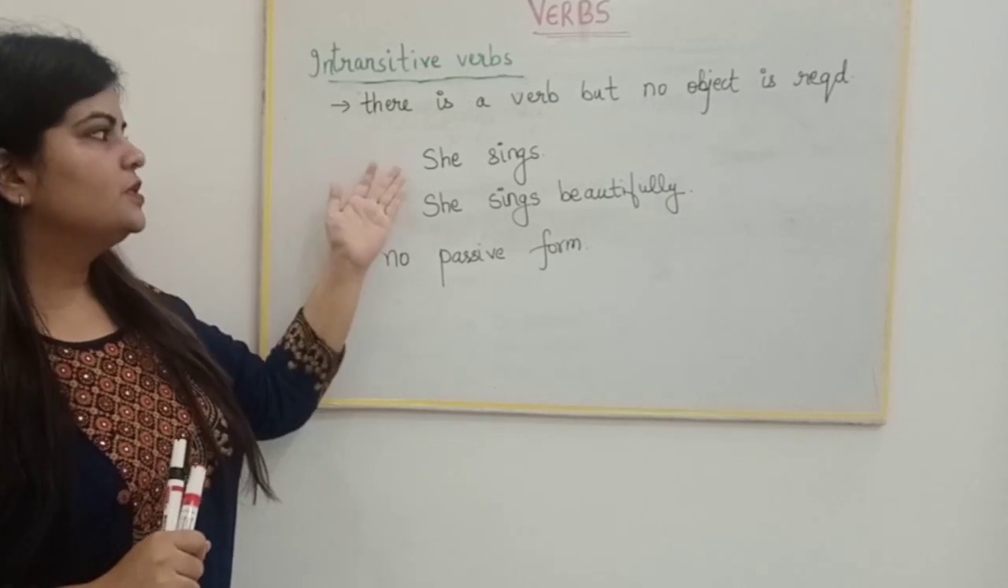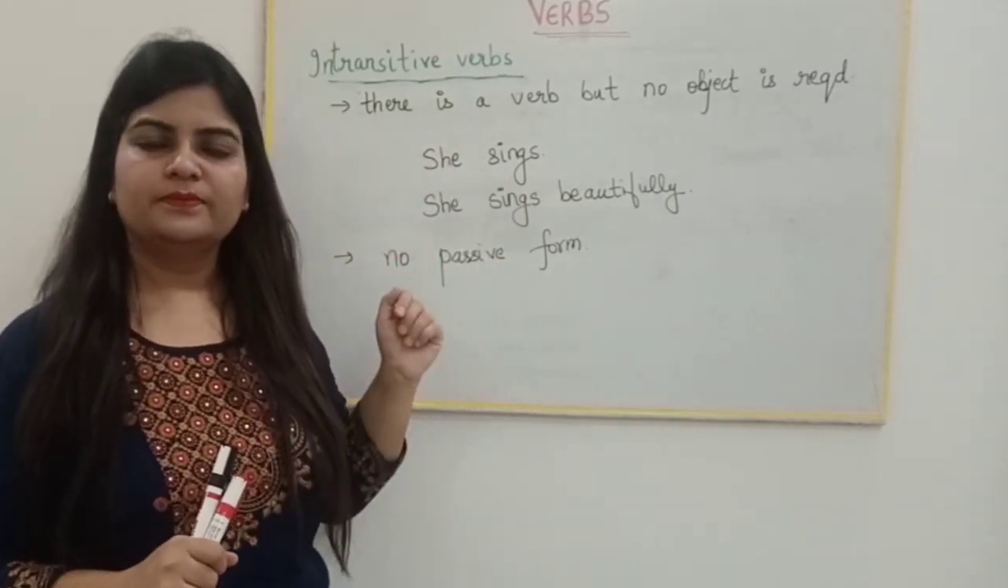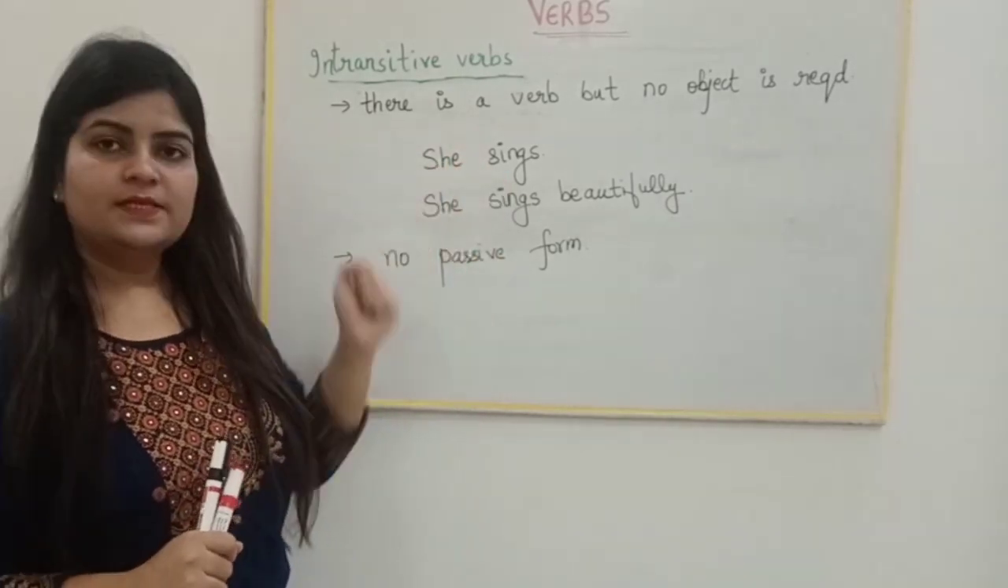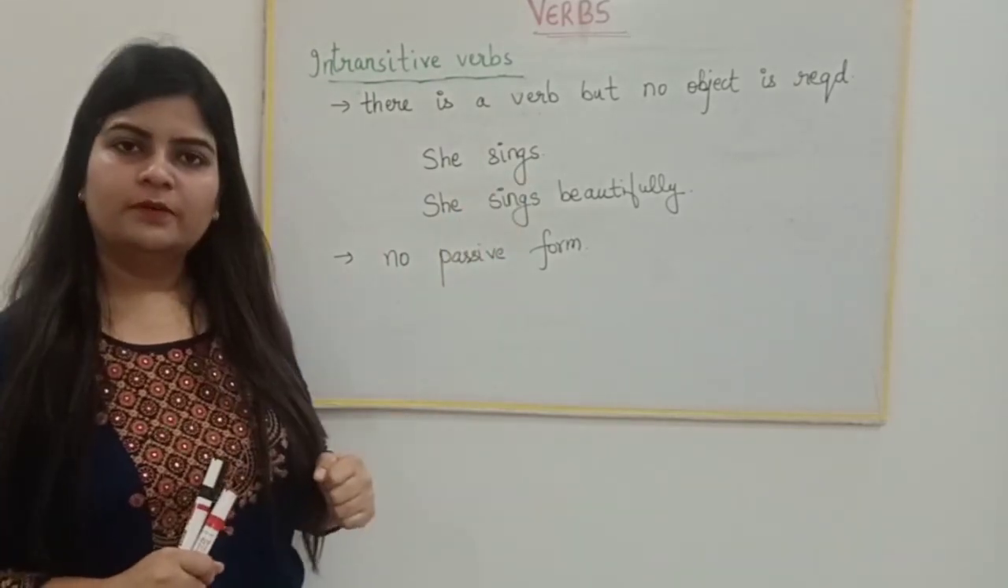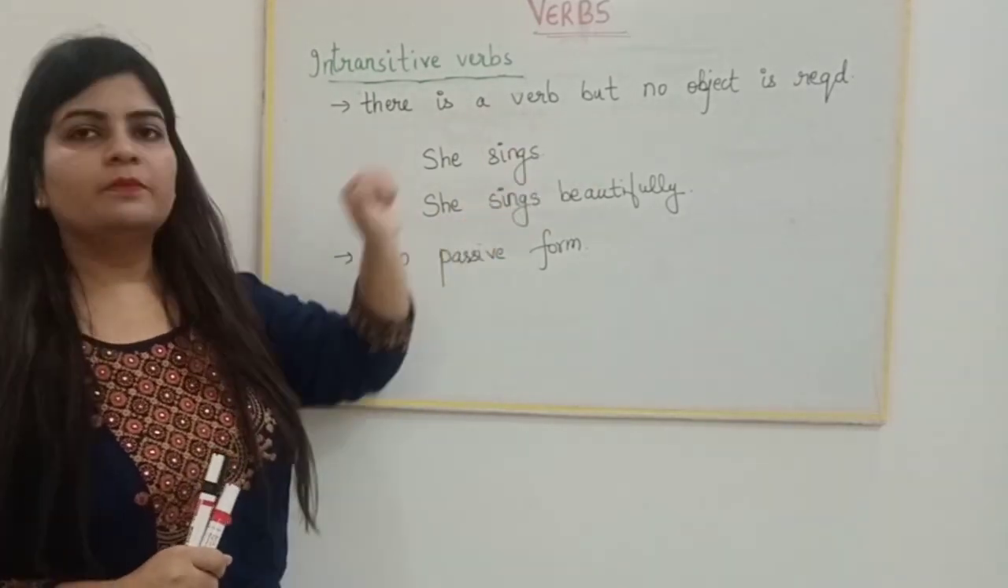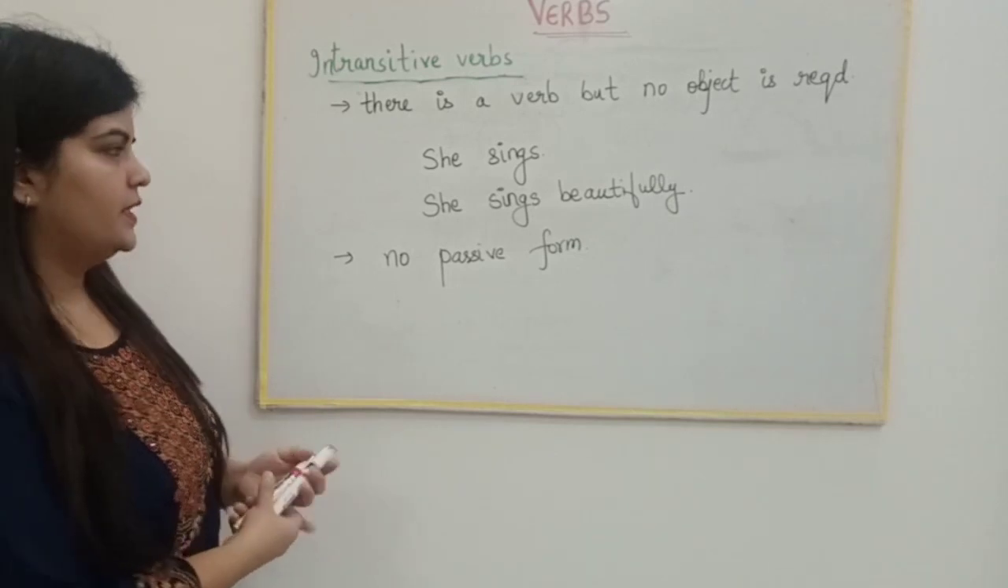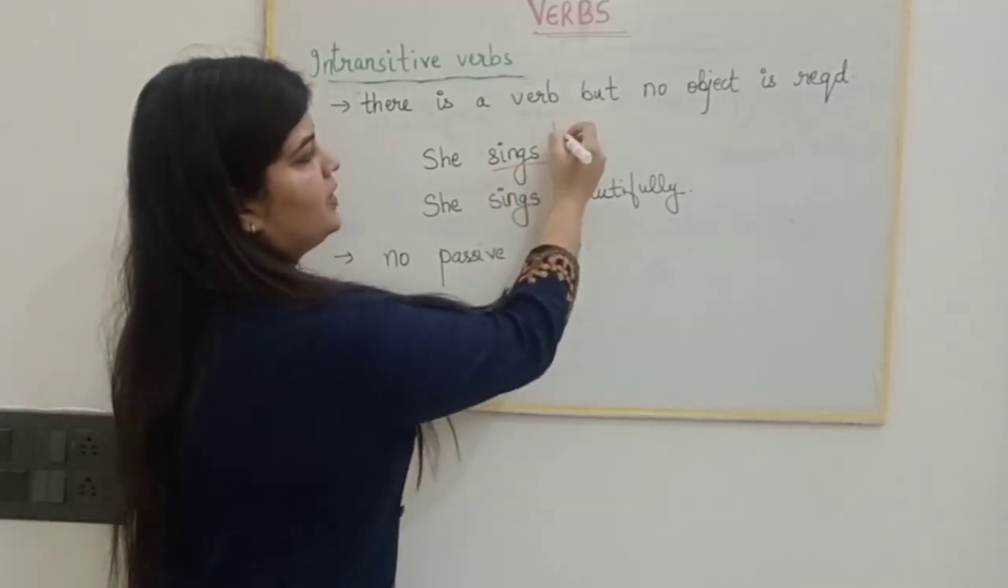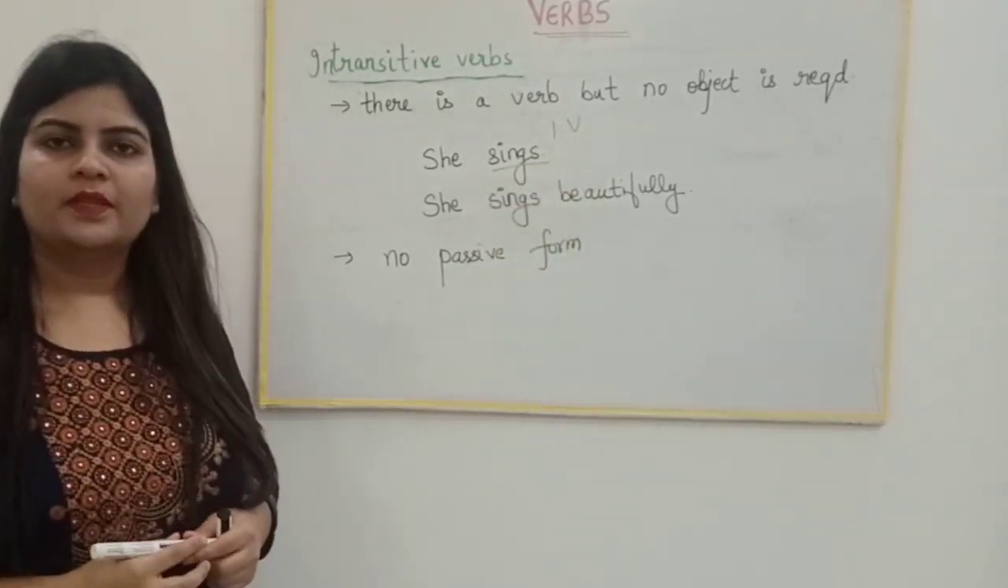For example, she sings. Now, she is the subject, sings is the verb. So, here no object is there. So, this sings is an intransitive verb.